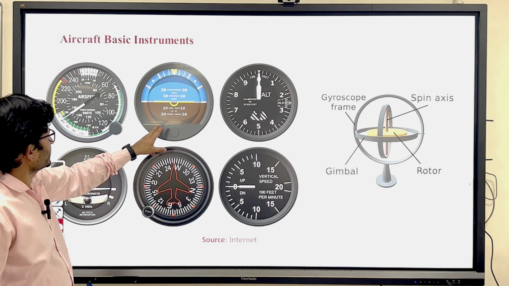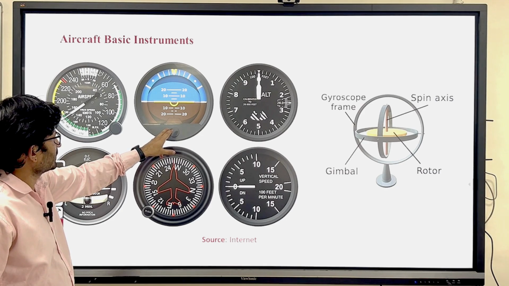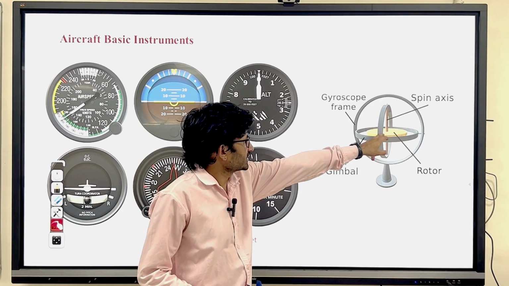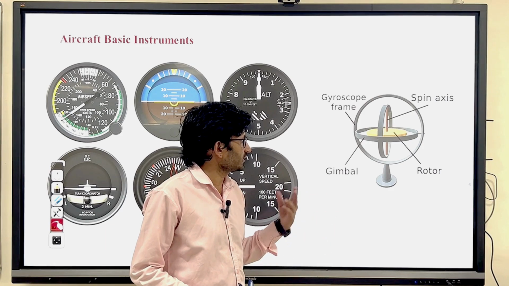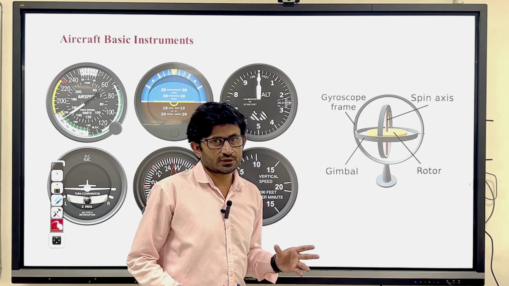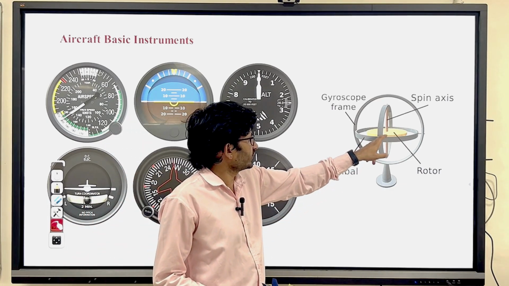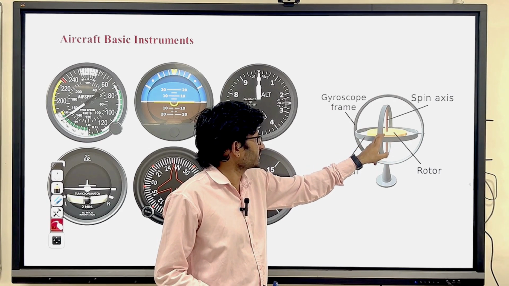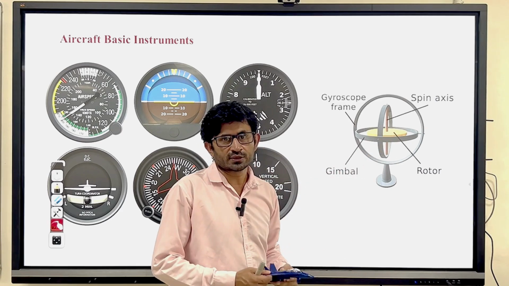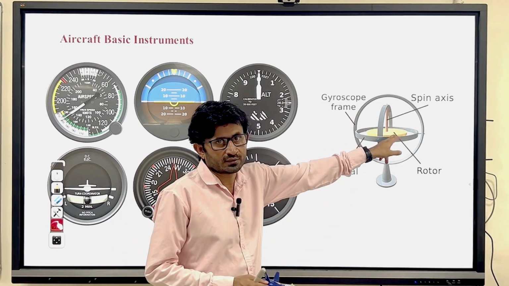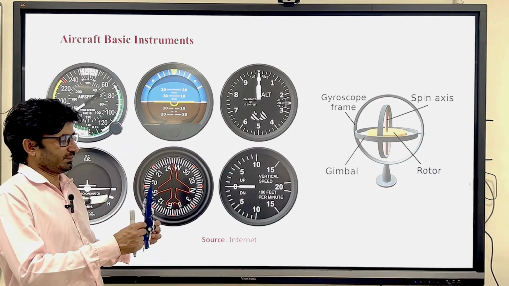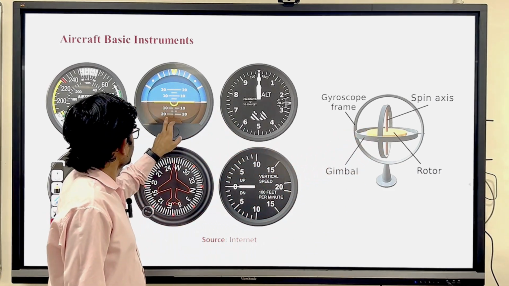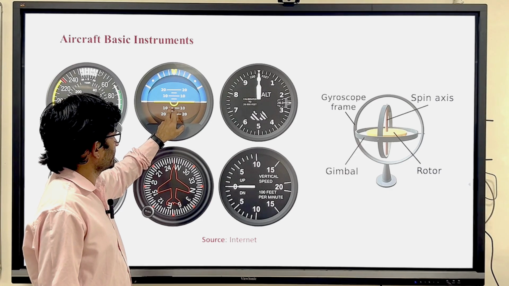Now this second instrument is the artificial horizon. This works on the principle of the gyroscope, where you can see the spinning disc. This is called the rotor. A gyroscope works on the principle of rigidity and precession. Rigidity means that when you rotate this rotor at a very high speed, even if you deflect this gimbal, this remains in the horizontal position. So when the aircraft pitches or rolls, this will remain stationary. With this you can measure the roll angle and pitch angle.